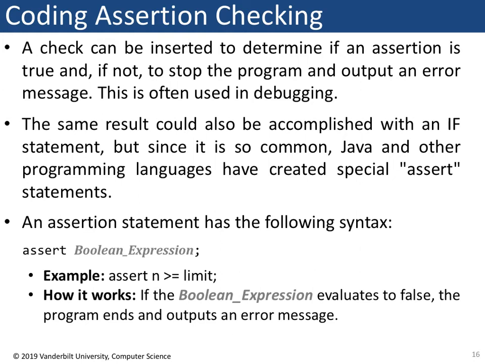So the assertion statement has the following syntax: assert, space, and then some Boolean expression that should evaluate to true. An example would be assert n is greater than or equal to limit. So if this is true, we will continue to execute with no effect. However, if this is false, then the program will stop and display an error message.